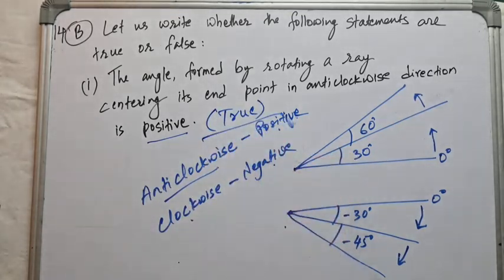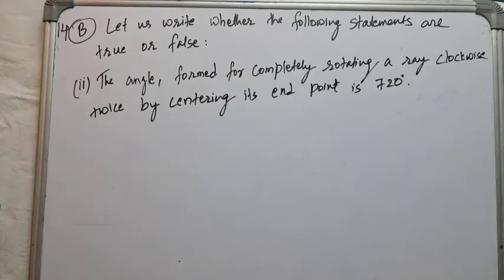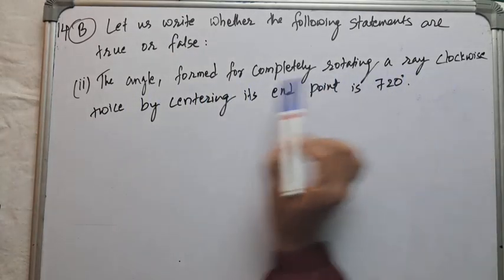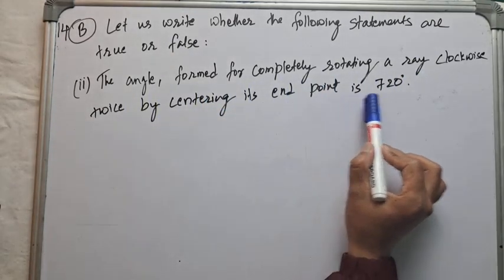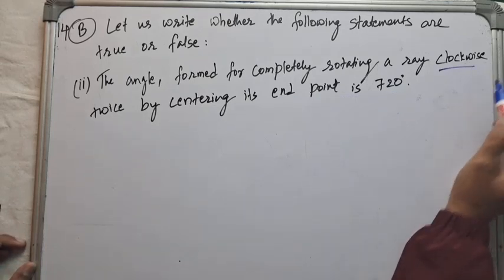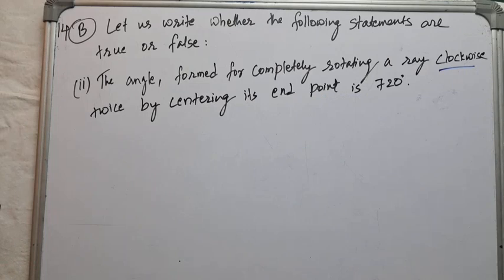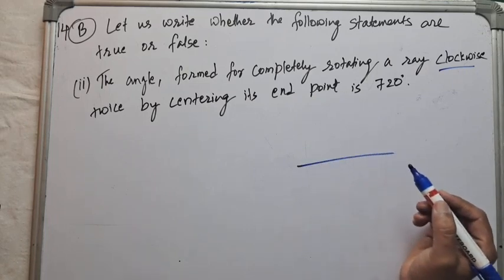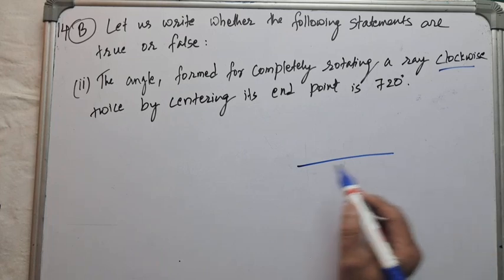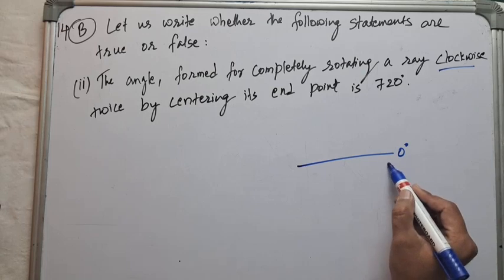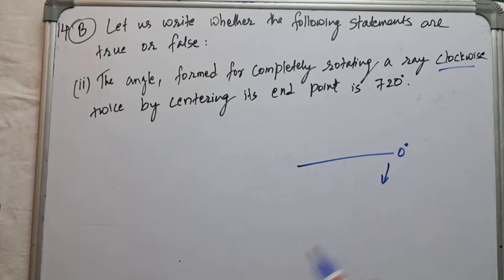Now let us do question number 2 of 14B. The angle formed for completely rotating a ray clockwise twice by centering its endpoint is 720 degree. The word clockwise is missing in the question, so let's add that. Now let's verify this statement whether it is true or false. Suppose this is the ray, 0 degree, and the ray is rotating in clockwise direction, isn't it?